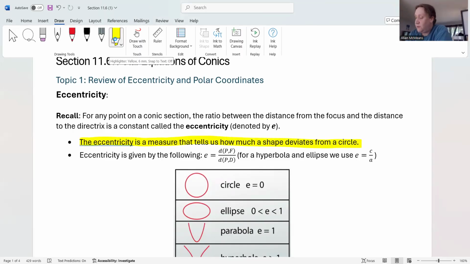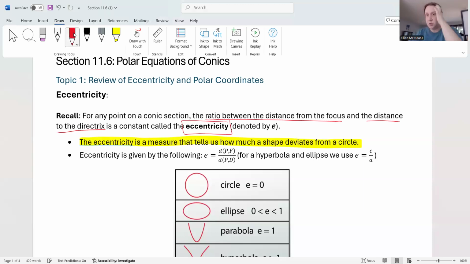Now, I also have that for any point on a conic section, we're going to look at this in terms of ratios. For any point on a conic section, the ratio between the distance from the focus and the distance to the directrix is called the eccentricity. So we're going to look at this in two different ways.